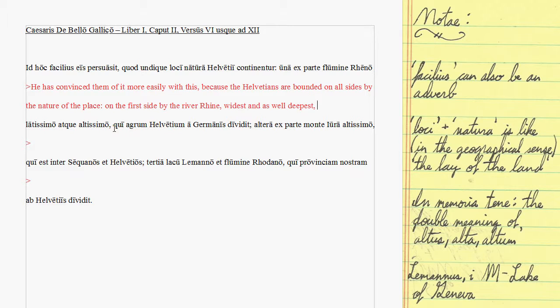And then we have just some information about the river Rhine, perhaps, with this qui, and that's masculine, matching the gender of this Rhenus, Rheni. So we have which agrum Helvetium e Germanis dividit. Ultimately, we're talking here about this agrum. This is the direct object, agrum Helvetium.